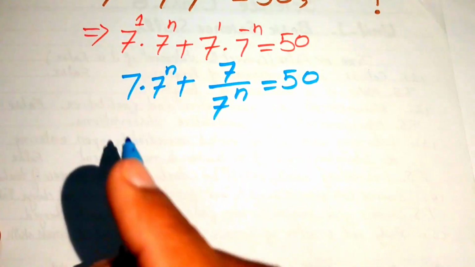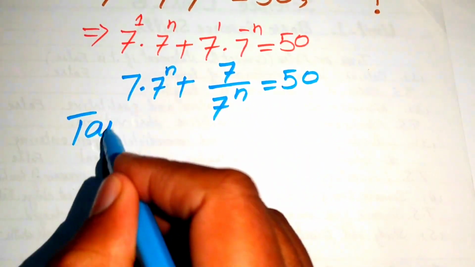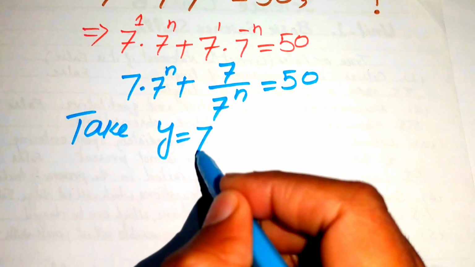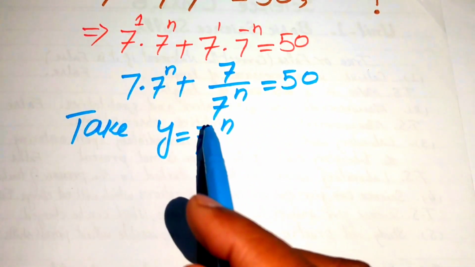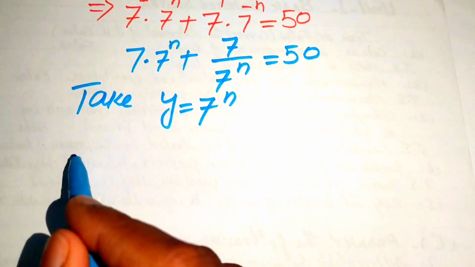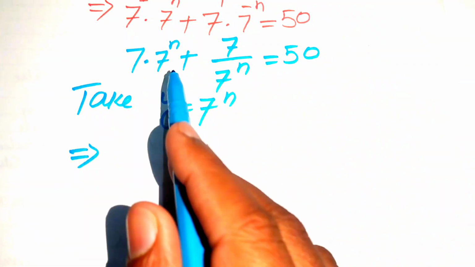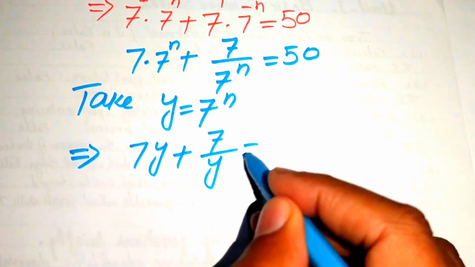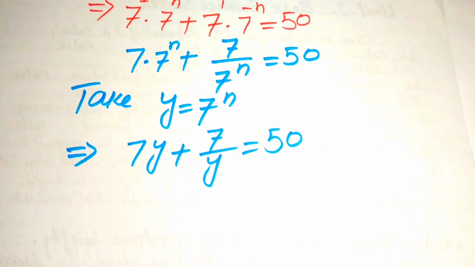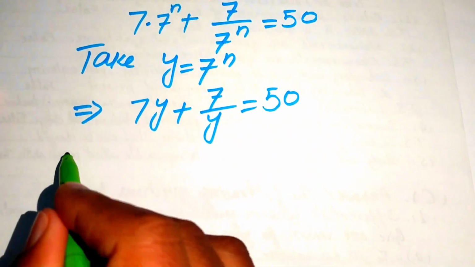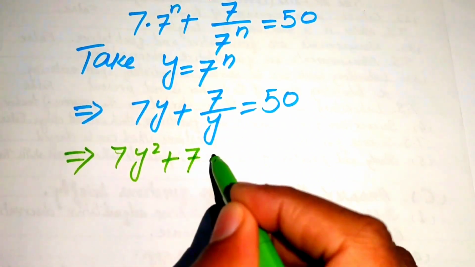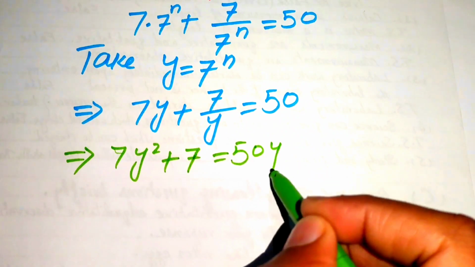And now in the next step we take this exponential term 7 to the power of n equals y, and we convert this exponential equation into the quadratic form. So when we take y equals 7 to the power of n, then it will become 7y plus 7 over y equals 50. And now we multiply both of the sides by y. So when we multiply both sides by y, then you get 7y square plus 7 equals 50y.